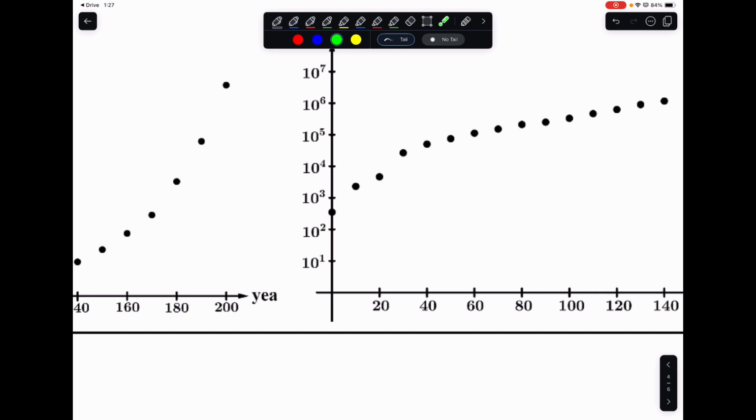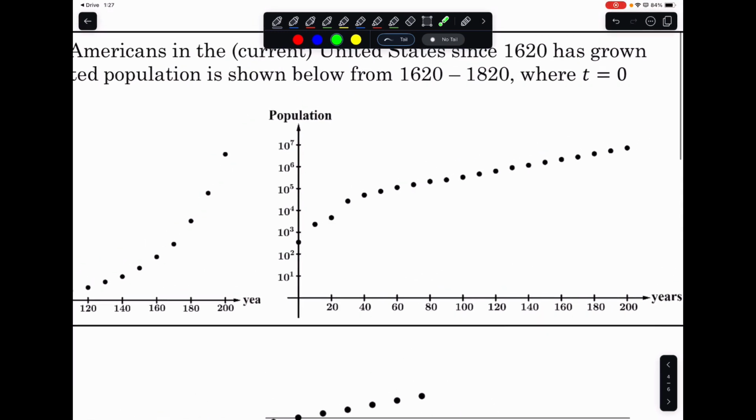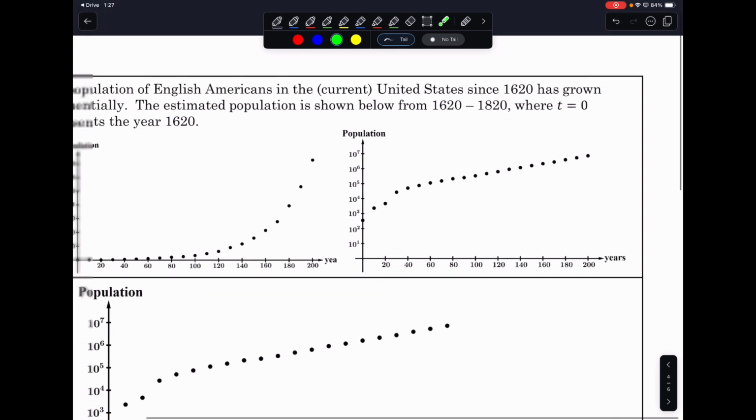Using a logarithmic scale allows us to view all of the data, as you see right here, all of the data relative to each other. So again, this is one of the useful purposes of using logs and converting between an exponential and a log base equivalent form.